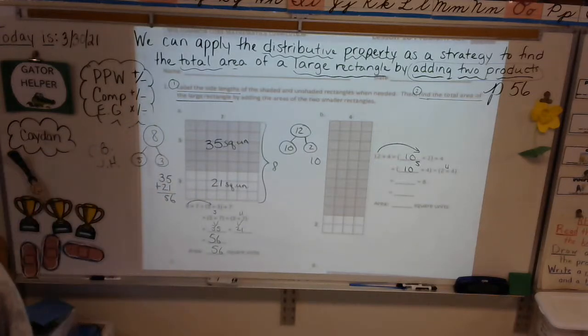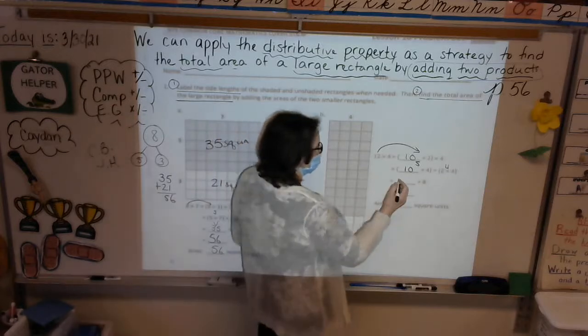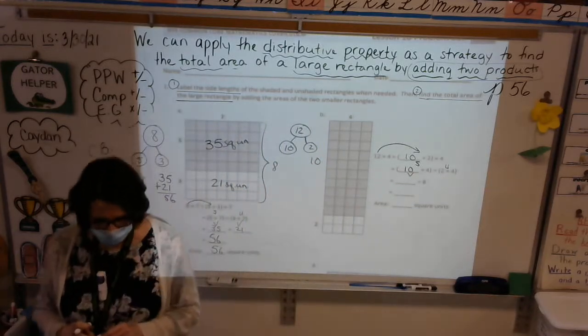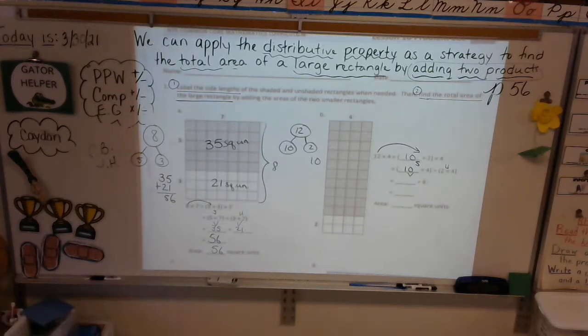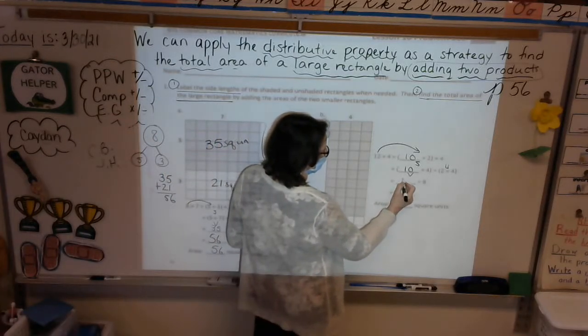Now we've got those two expressions, and now we have to find the products, right? Well, what is 10 times 4? Put your caret, and go ahead and put what 10 times 4 is in that blank. That's where those numbers are coming from. Okay, what is 10 times 4? Aubrey? 10 times 4 is 40. Very good.